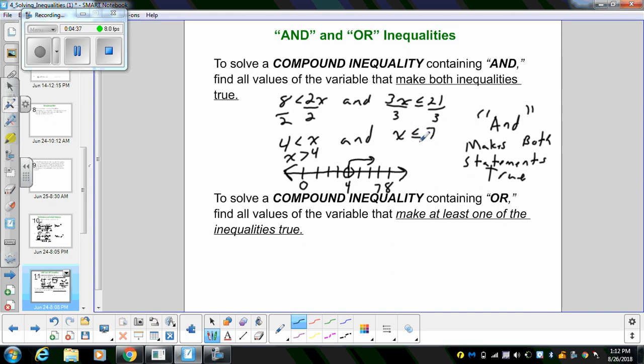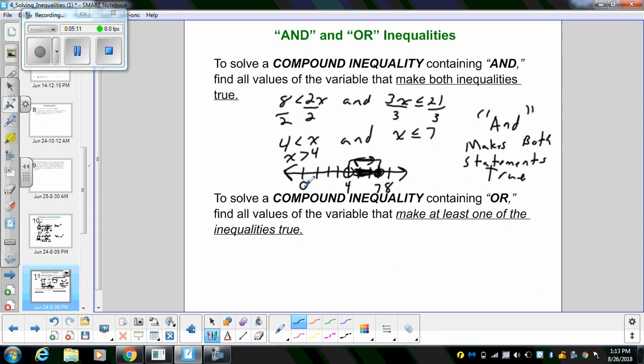But when I come over here to 7, I see that it has a line underneath it, so it has a closed circle, and it's pointing to the left. Now, when it's an and, you're only shading where the two parts intersect. So therefore, you're only shading this part. You're not going to shade everything else. So again, when it's an and, it makes both inequalities true. And this is the only part that makes both of them true.